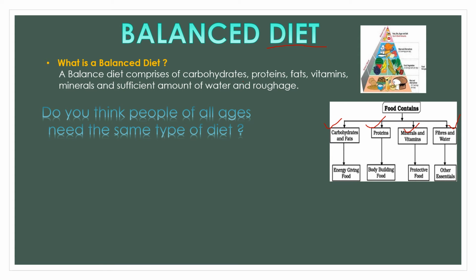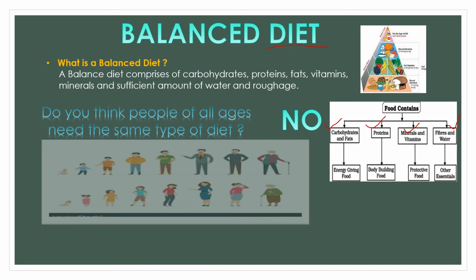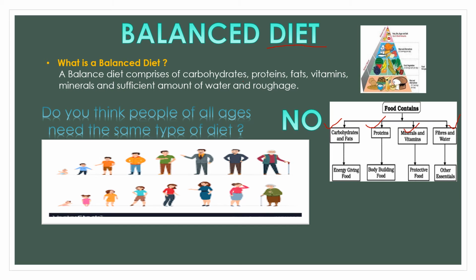But do you think that people of all ages need the same type of diet? No. Why? Because everybody's body needs different things. They are doing different work, so we can say our diet depends on the physical work we do. The physical work done by a child or a young man or an old lady is different, so everybody needs a different diet chart and different diet with different nutrients at different stages of life.